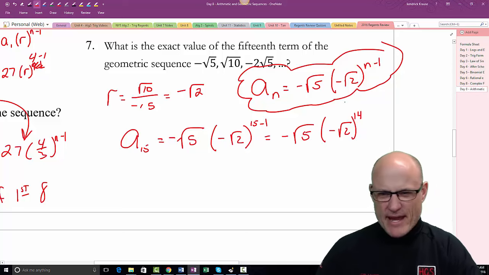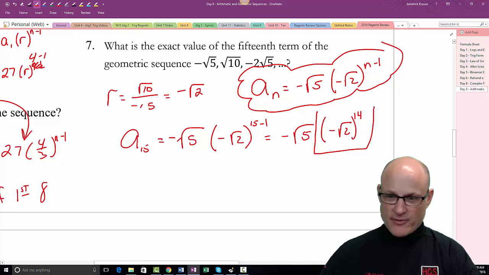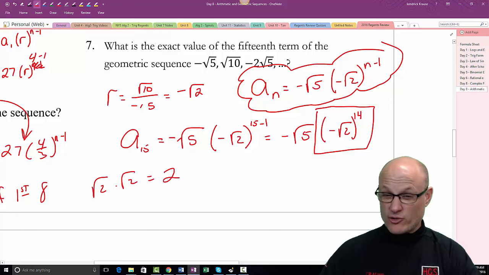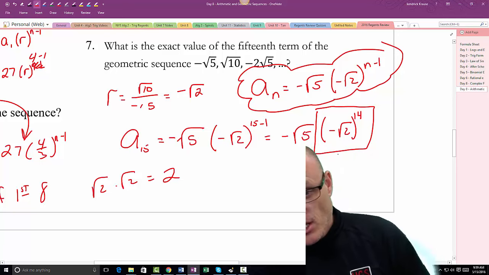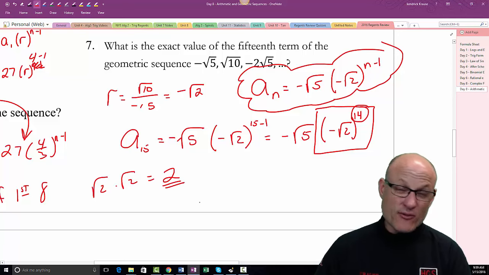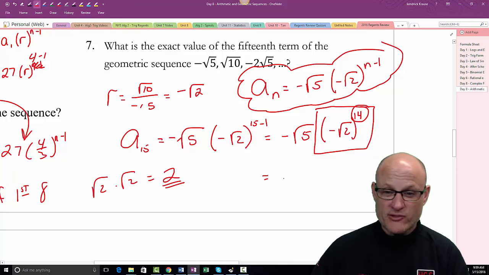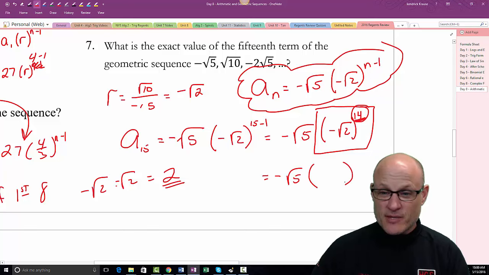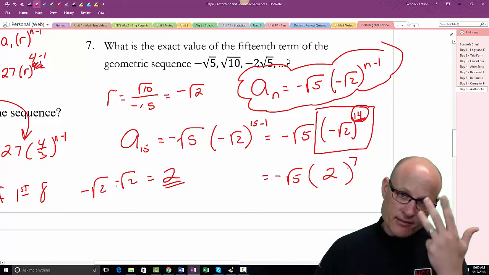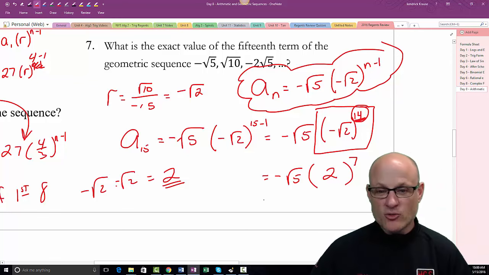Okay, so this isn't that bad. It's this thing that's the problem. We've got to think about what this is. Now, what is the square root of 2 times the square root of 2? That's just a 2. It's the square root of 4, but it's really just 2. So for every 2 of these, I get a 2. And if I had 14 of them lined up, and by the way, negative times negative is positive, and since this is an even exponent, I know it's going to be positive. So I have negative radical 5 times, for every 2 of these, 2 to the 7th. And 2 to the 7th is 2, 4, 8, 16, 32, 64, 128. So my answer is negative 128 square roots of 5.